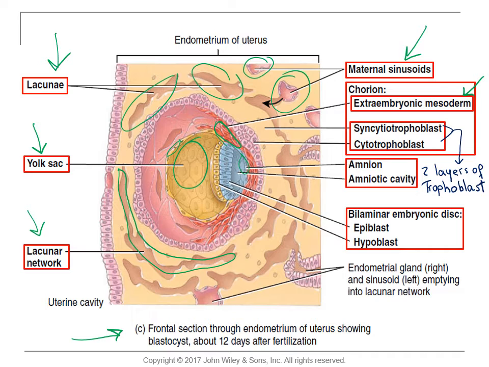And now we're going to talk about the development of the chorion. As we know, the extraembryonic mesoderm, together with the two layers of the trophoblast, which are the cytotrophoblast and the syncytiotrophoblast, form the chorion. Here, it's going to be this part here.